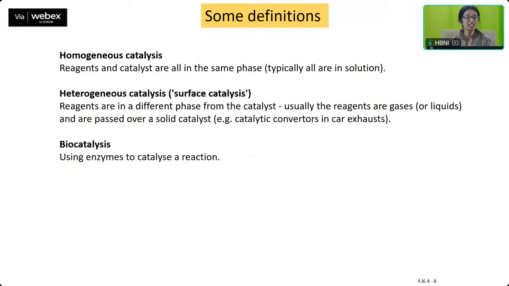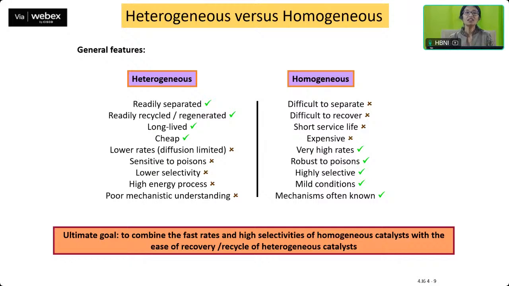The other method is heterogeneous catalysis, or surface catalysis. So the reagents are now in a different phase compared to the catalyst. Usually the reagents are gases or liquids and are passed over a solid catalyst. Example, catalytic converters in car exhaust. And another very important type of catalysis is biocatalysis, where you are using enzymes to catalyze a particular reaction. So what are the advantages and disadvantages of heterogeneous and homogeneous catalysis?